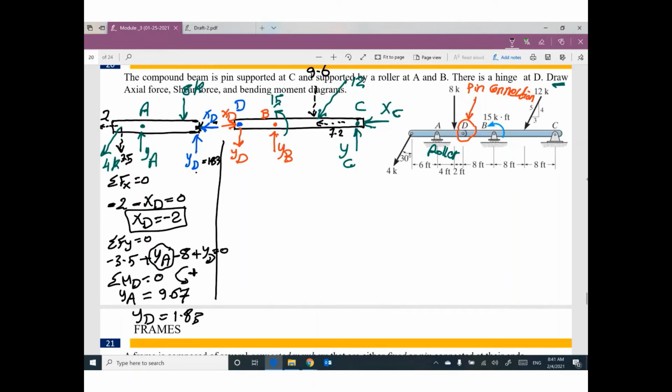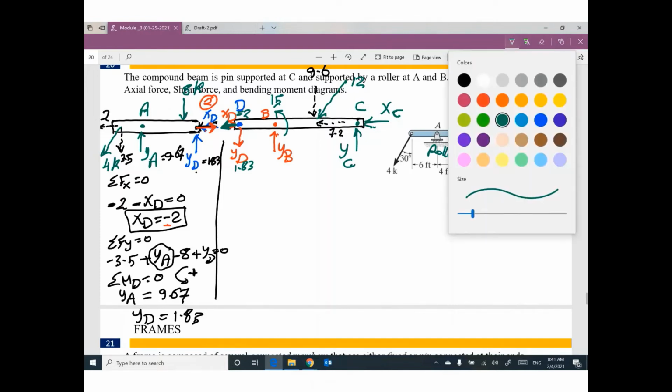YA equals 9.67. XD will be in the opposite direction. Why opposite direction? Because your value is negative. How much? 2. If you switch the direction, that means it will be in this direction on the other side. Must be opposite. How much? 2. YD, how much? 1.83. Then I will go to the other part.